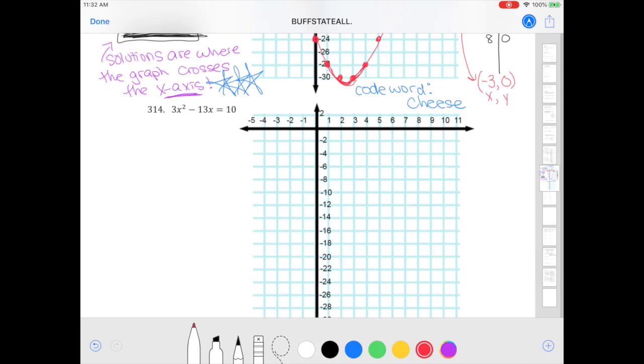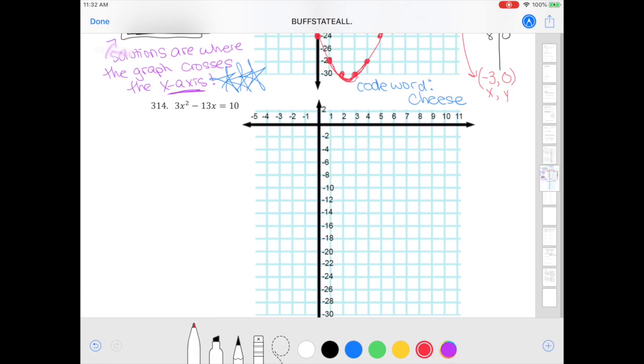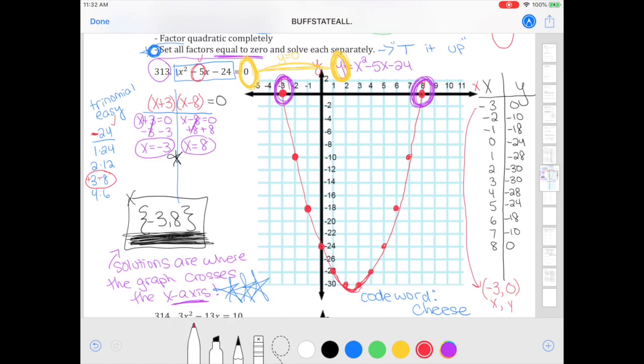All right, welcome back. Picking up right where we left off on page 90 for the week 9 notes with question 314. Just a quick little review of what we ended with last time. I know this looks like a mess. You were with me when we did it, hopefully.